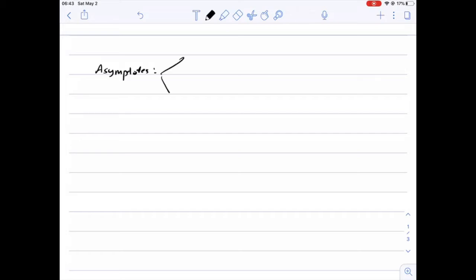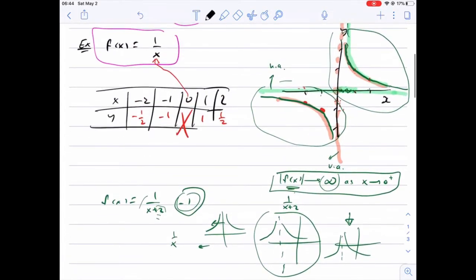For asymptotes, we have 2 types: vertical asymptotes, and in this case, the absolute value of the function goes to infinity as x approaches some value. And here in this case, x equals a is a vertical asymptote. I will use this abbreviation, VA. As we've seen before, here x equals 0 is the vertical asymptote.